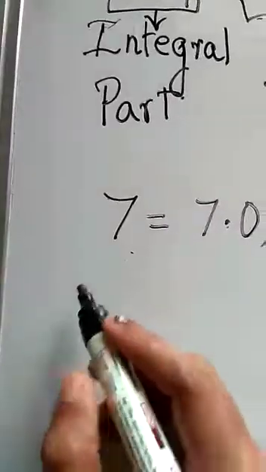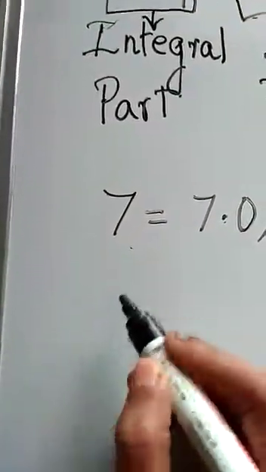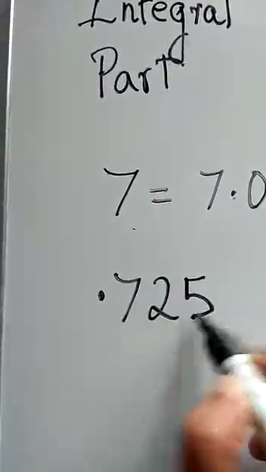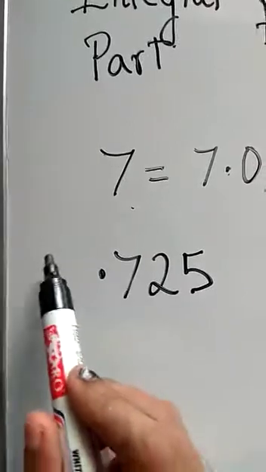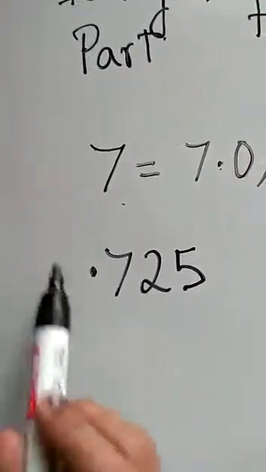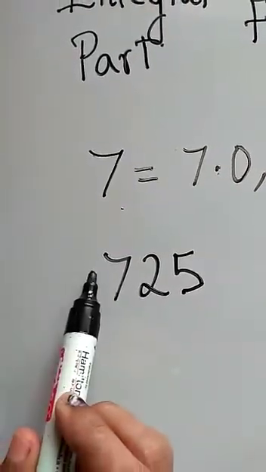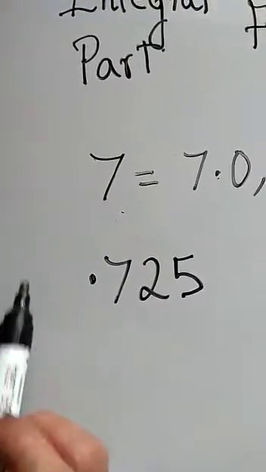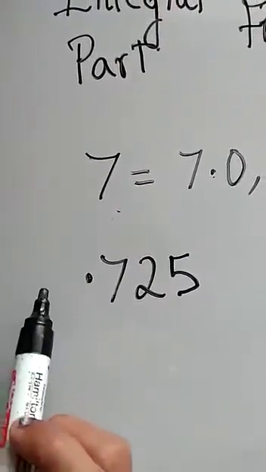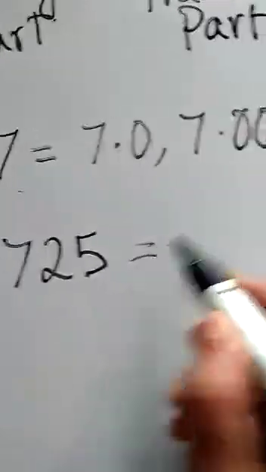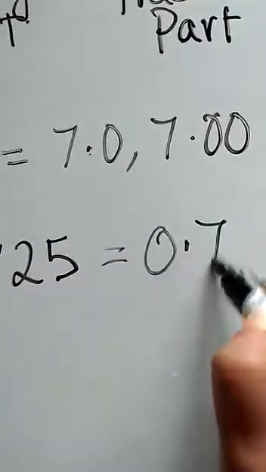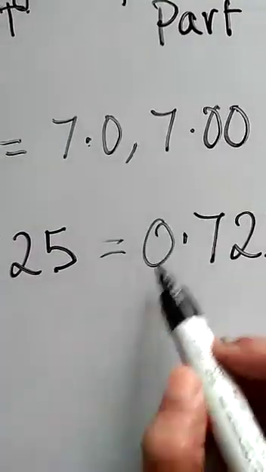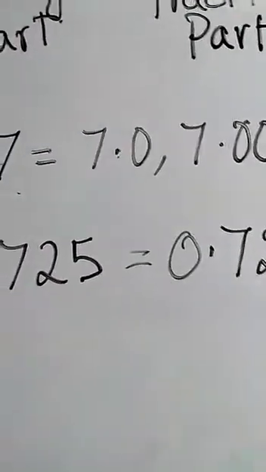Okay, now the next point to be noted is if you have a decimal number like this, in which there is no integral part, that is, nothing before the decimal point. So this can be written as 0.725. So if there is no integral part in that place, you will put a 0.